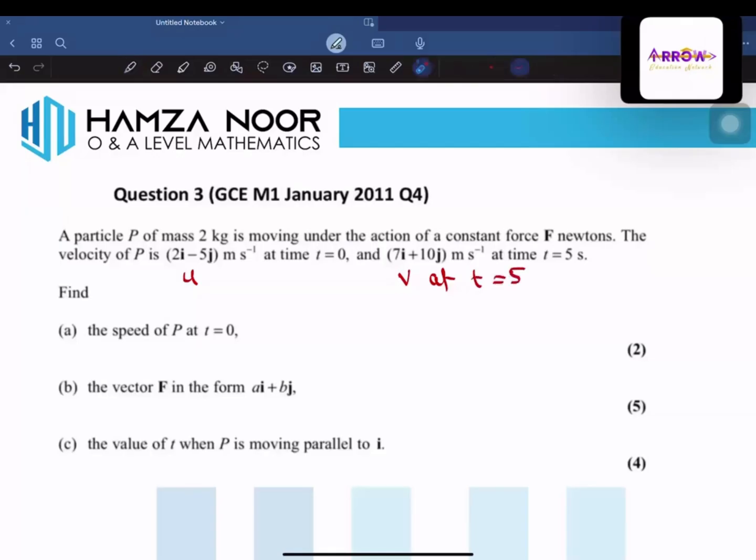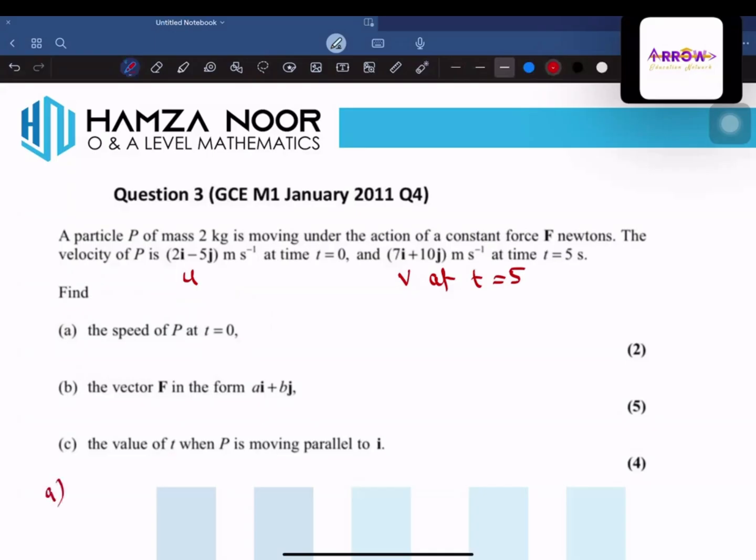So the requirement of part A is to find the speed of the particle at time t equals 0. As simple as that, you just need to find the magnitude of the initial velocity vector over here, because we need to find the initial speed, the speed when time t is equal to 0.